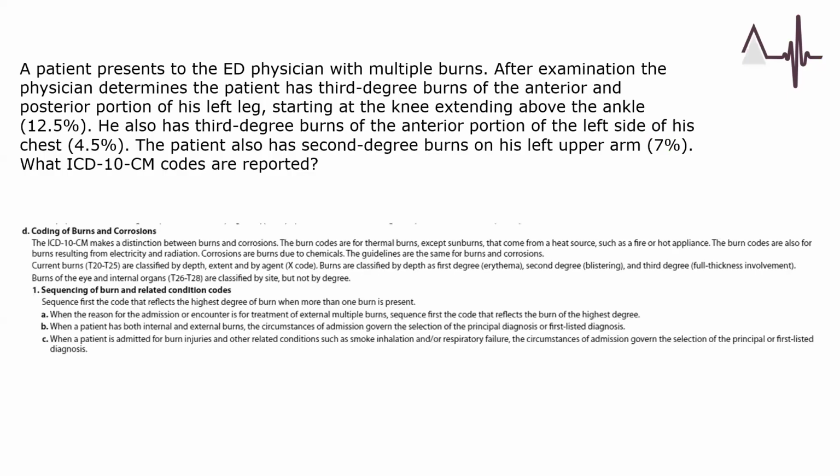In the ICD-10 guidelines, 1C19D1 indicates that when more than one burn is present, sequence first the code reflecting the highest degree of burn, like we talked about on the last question as well.